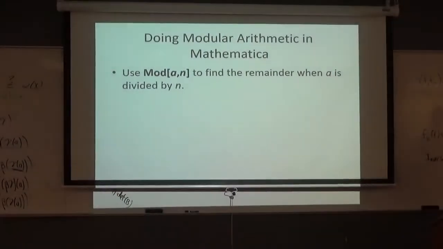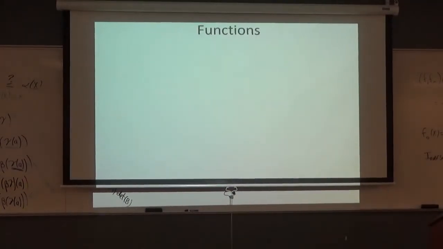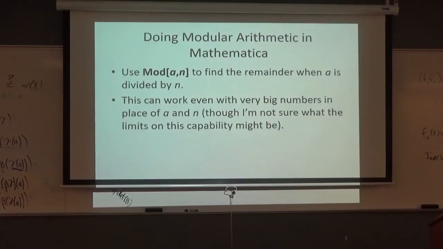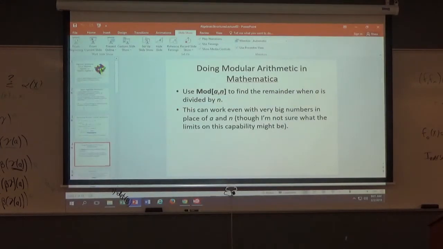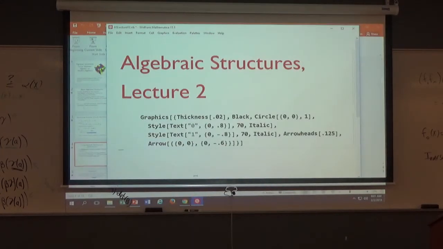Well, before I do that, I want to quickly show you the next line, which you probably don't need to write down. This works even for very big numbers in place of a and n. So I'm not sure what the limits on this capability might be. Let's check it on Mathematica. Go ahead and do mod 114 comma 7. 2.